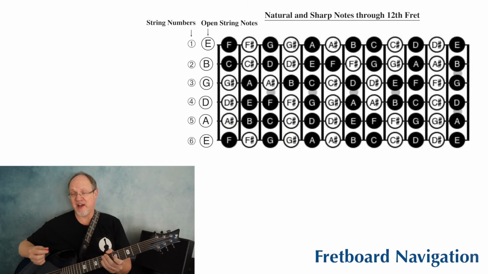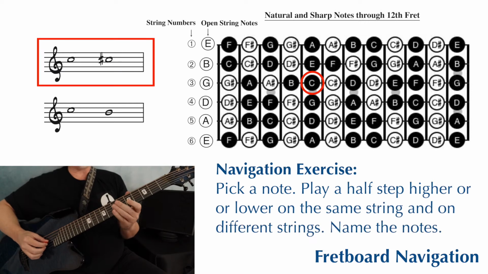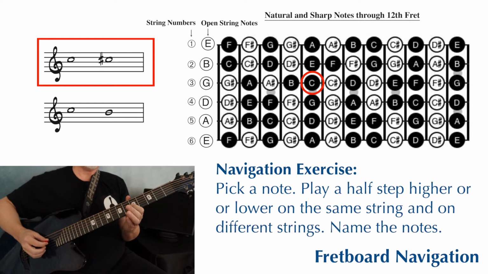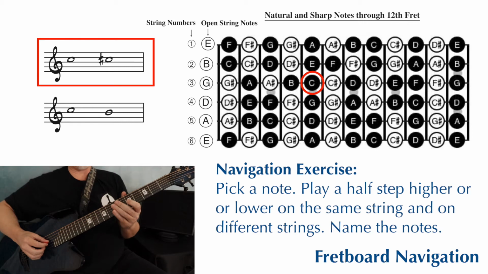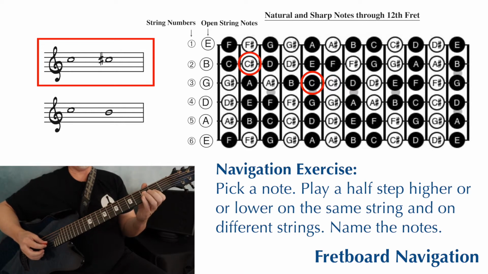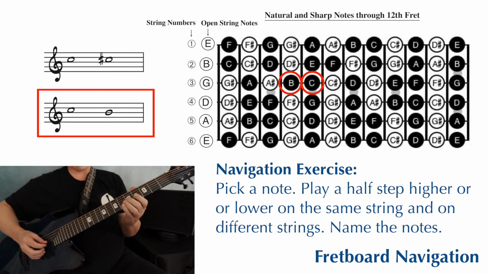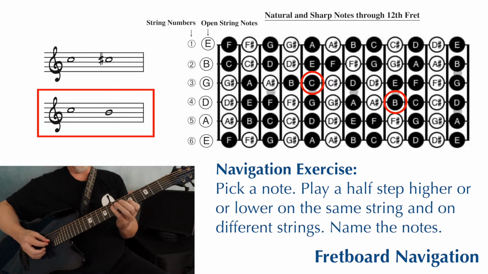Here's a good way to start learning how to navigate the fretboard. Pick any note. I'm just going to play a C on the 5th fret, 3rd string. Find a half step above that note on the same string and on another string, and then find a half step below that note and on another string as well. And name the notes as you play them, especially if you're still learning the fretboard.